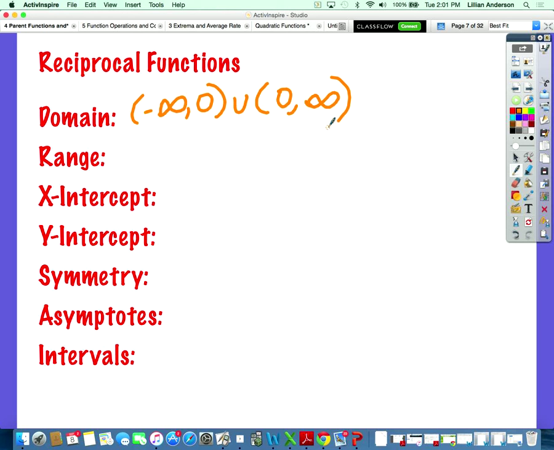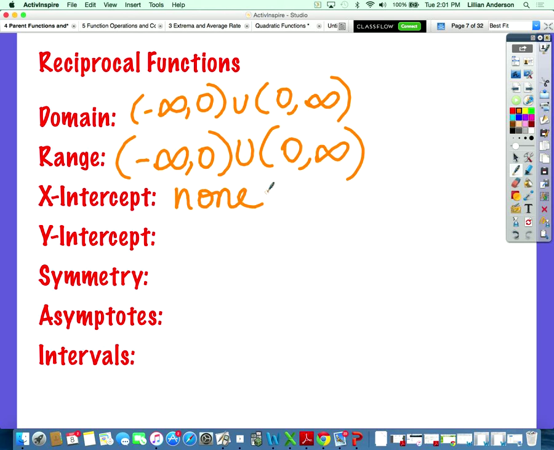What about the range? Look at that picture. Is it defined for every y value? Everything except 0. So how would I represent everything but 0? Same way. Okay, use that parent function to answer some of these questions. X-intercepts? None, because it doesn't cross. That curve is nowhere near 0, 0 or the x-axis. What about y-intercepts? Same reason. There are asymptotes there.